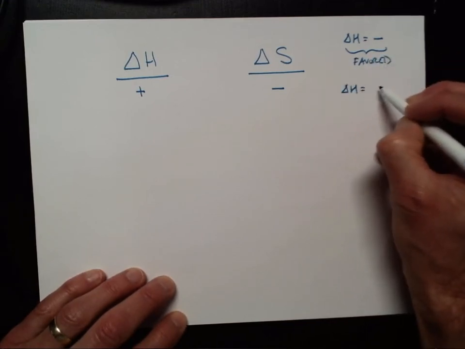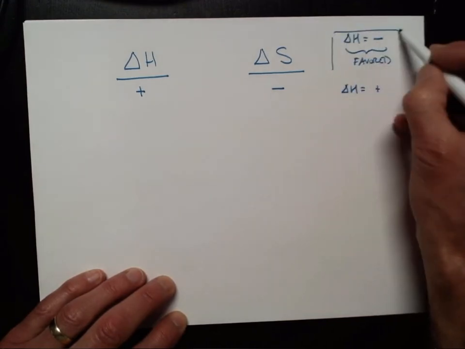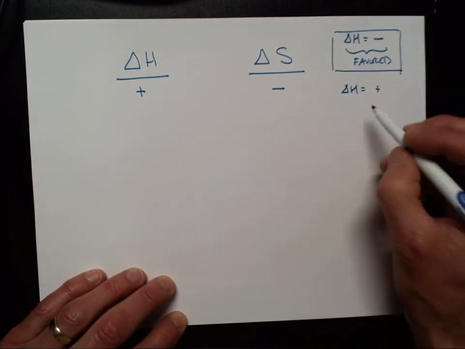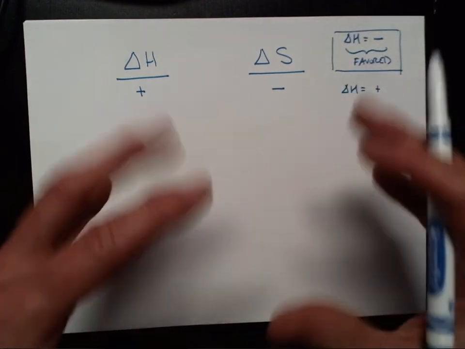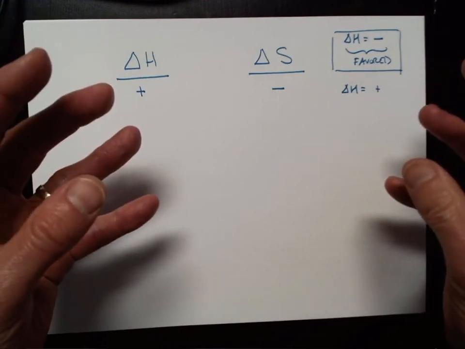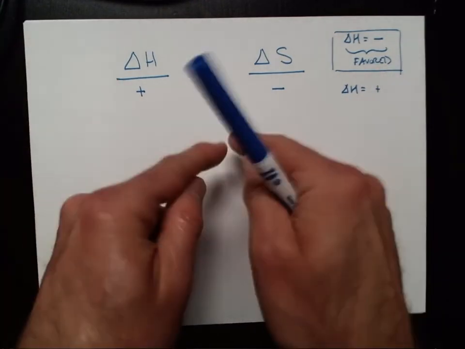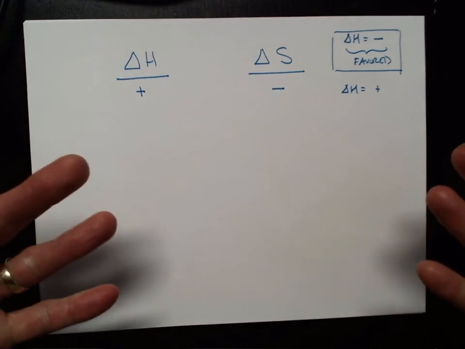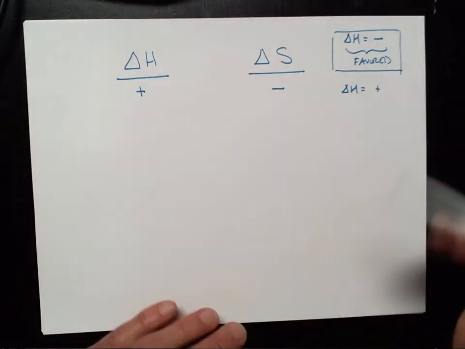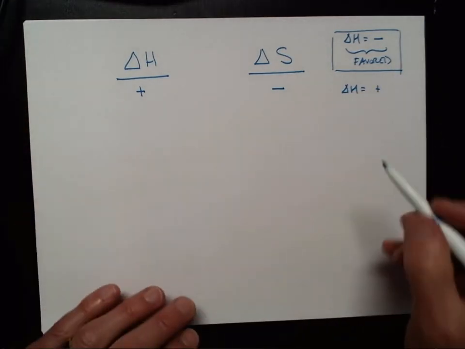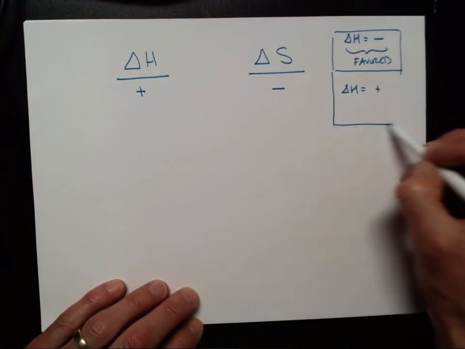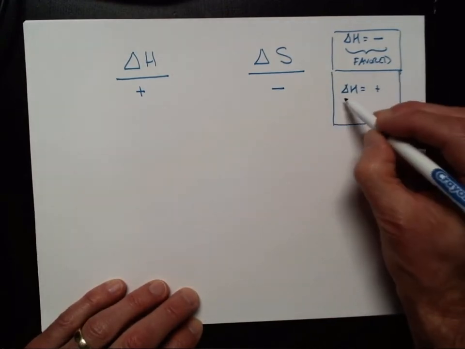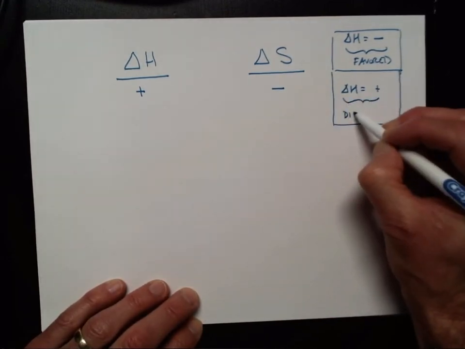Delta H is positive. That's endothermic. In that case, energy that is spread out over the system and the surroundings gets concentrated into the system. The system needs energy input in order to go. That's not likely. You're taking energy that's all spread out and concentrating it into the system. This is disfavored.